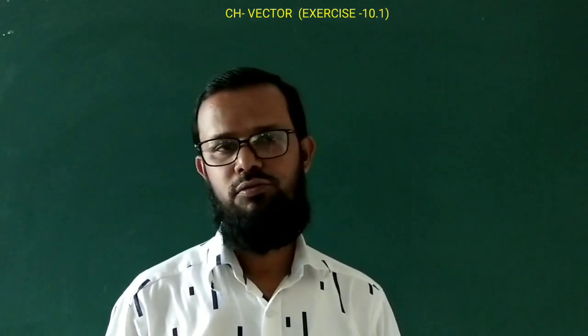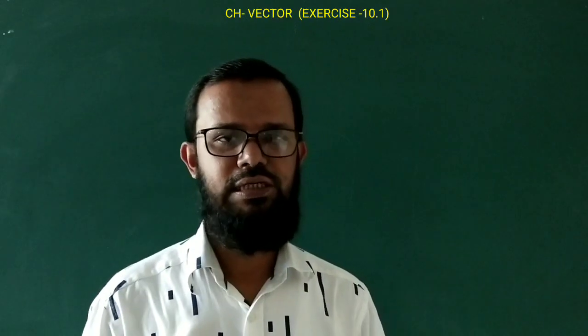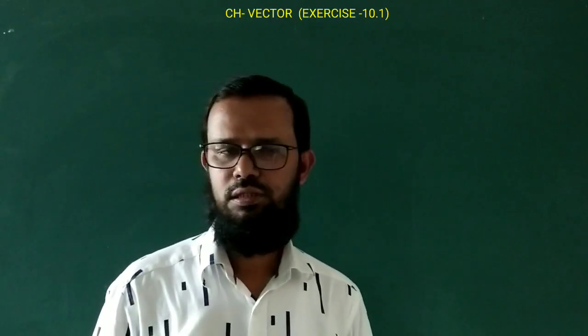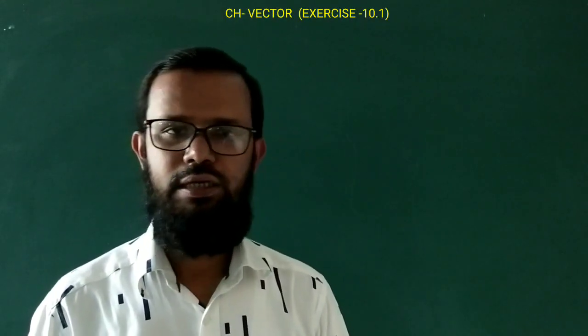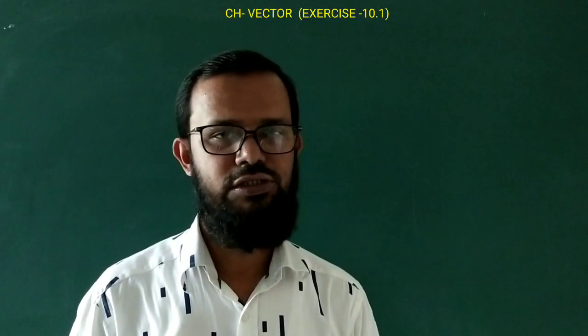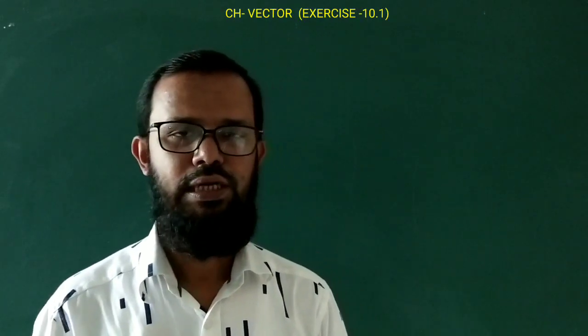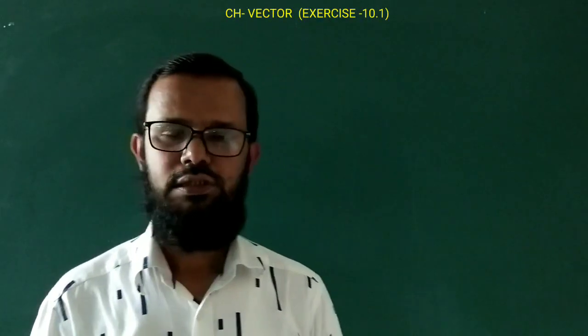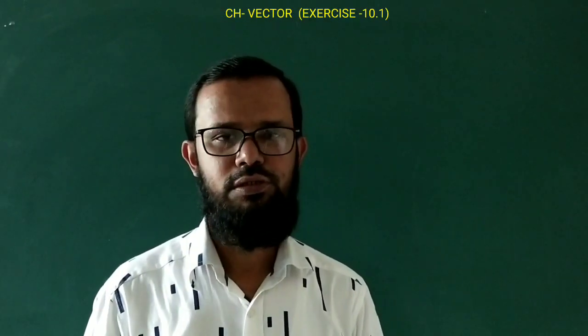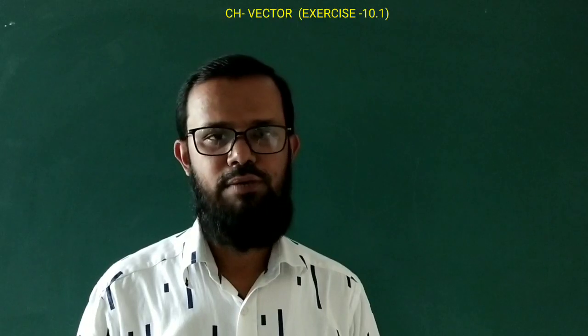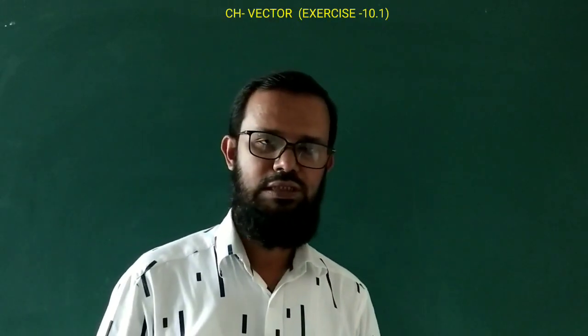So, we are going to start the vector again. This is the second lecture of the particular chapter. Today we are going to discuss the direction ratios and the relation between direction ratios and direction cosines. And also we are going to find the vector if the position vector of the end point of the particular vector is given. These things we are going to discuss.